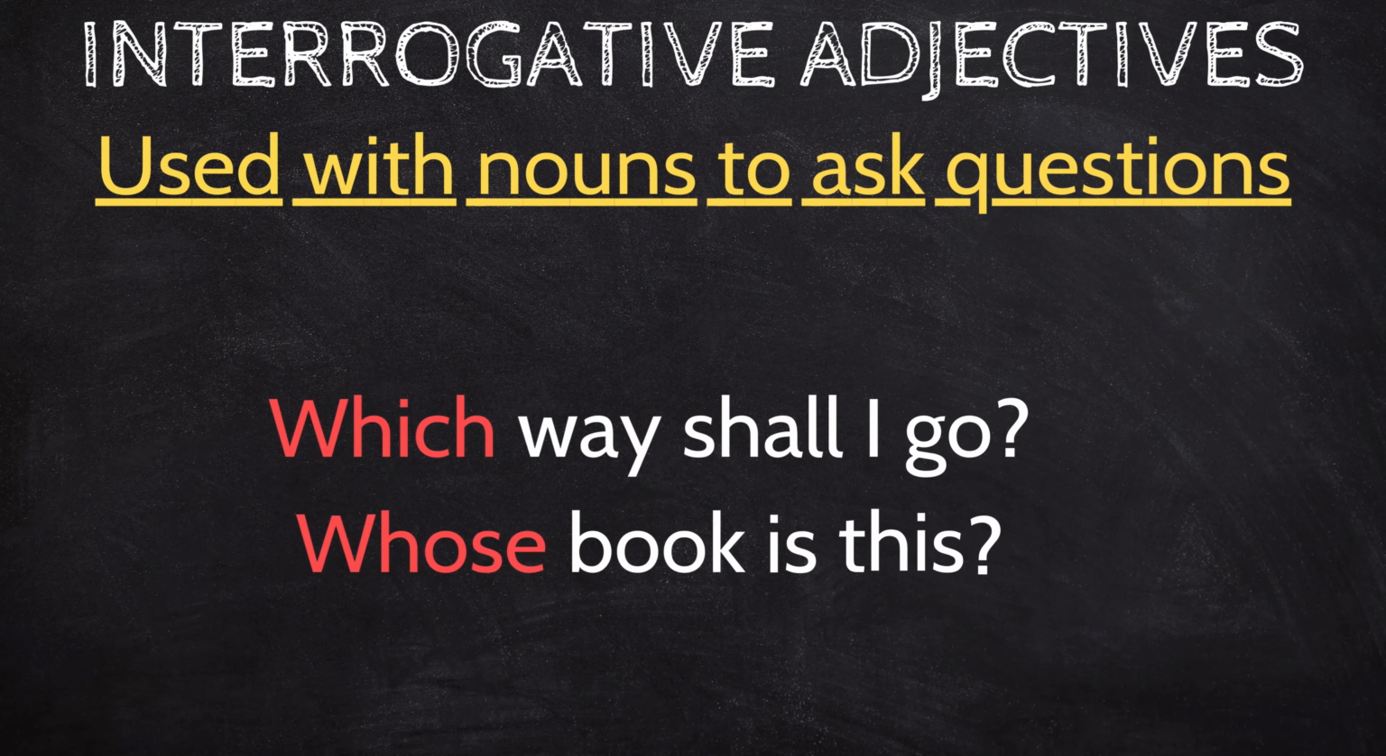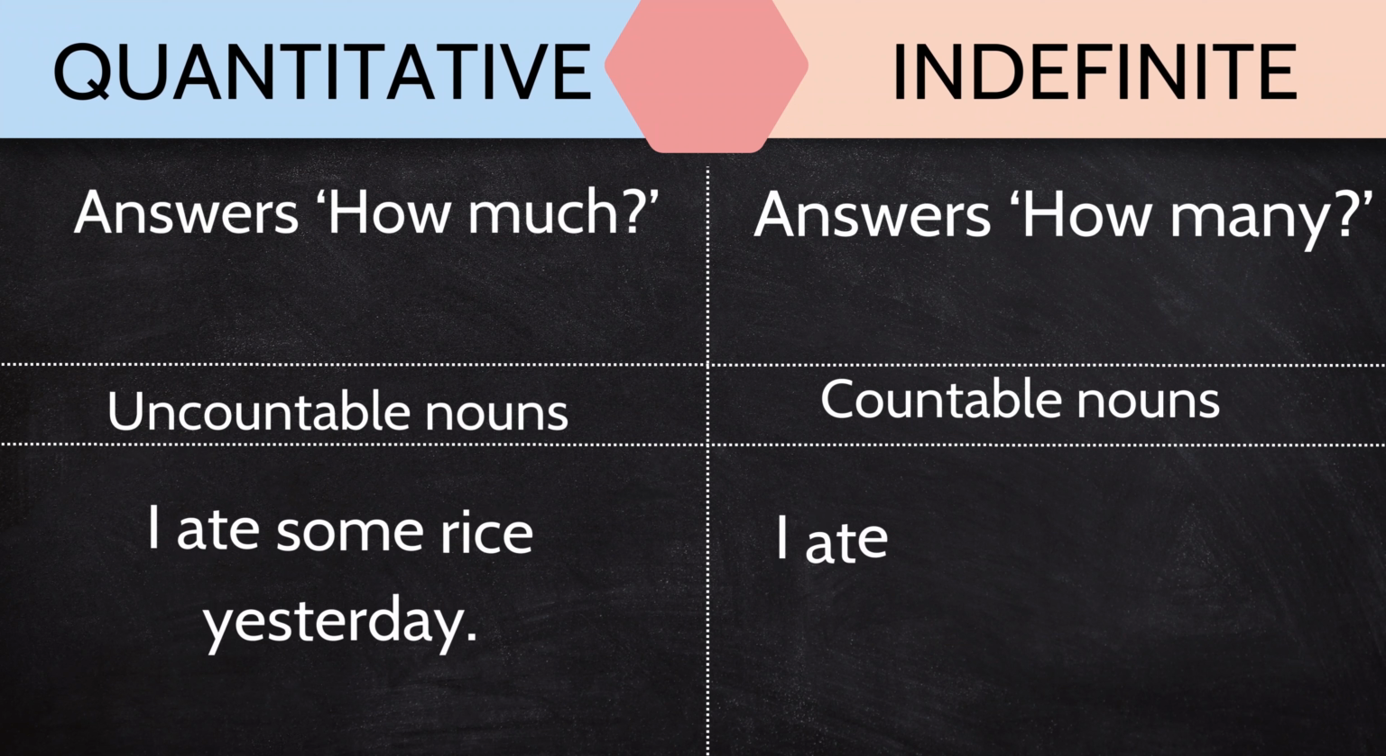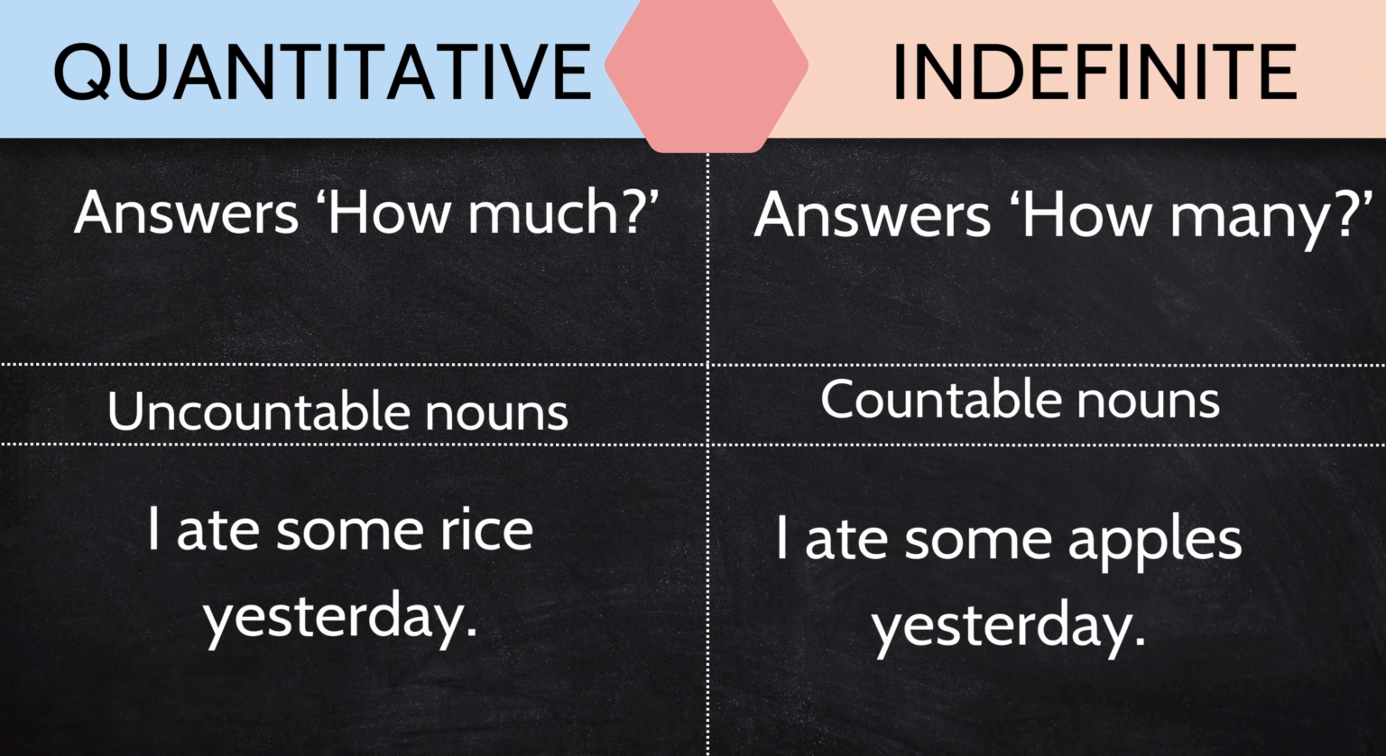Interrogative adjectives. Now, these are the adjectives that we use to ask questions. Here, these are used with nouns to ask questions. Which way? Whose book? Now, here also the answer that comes is an adjective only. Quantitative and indefinite.